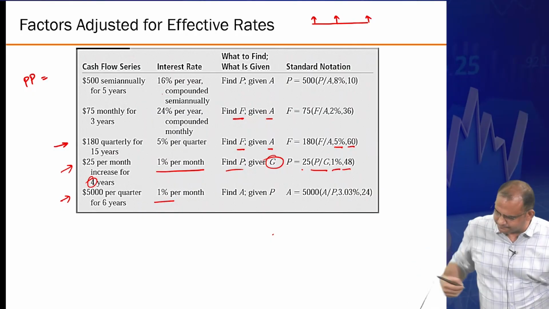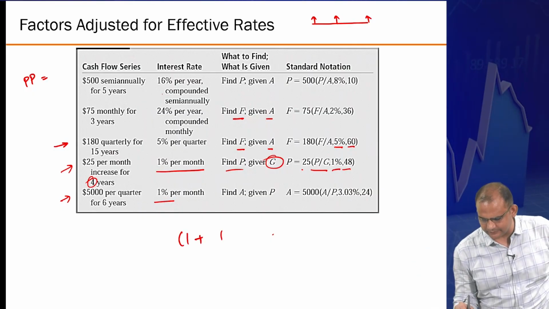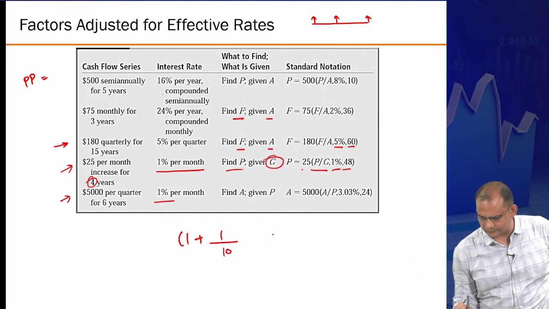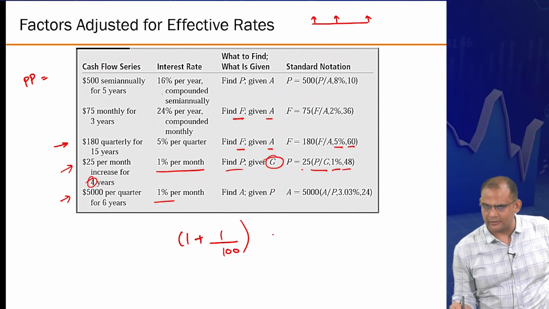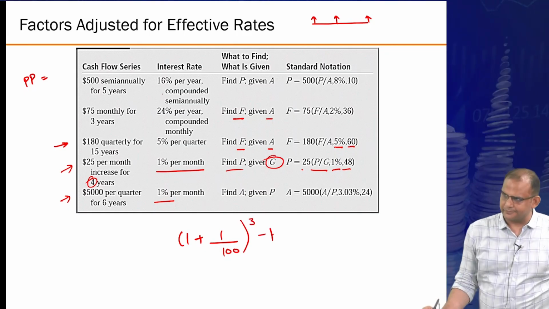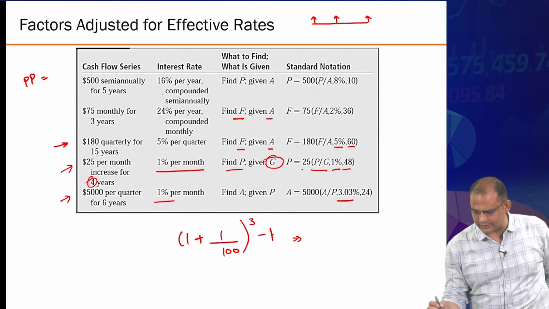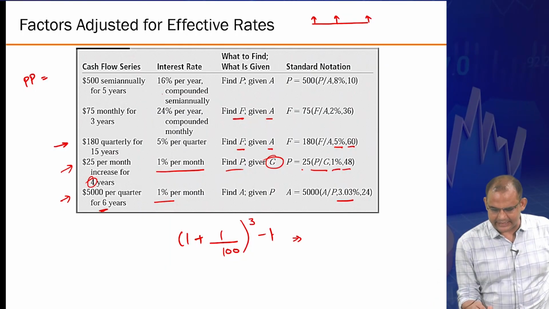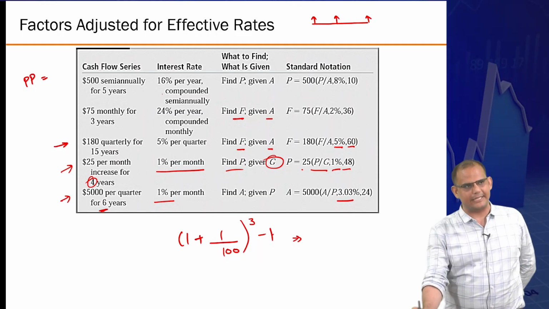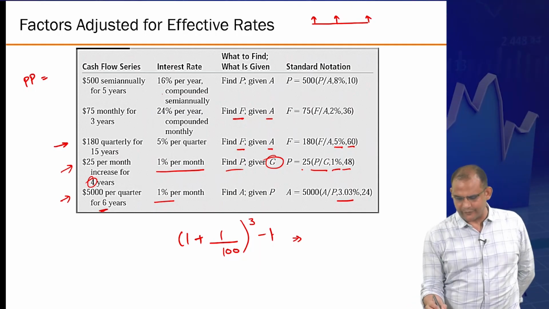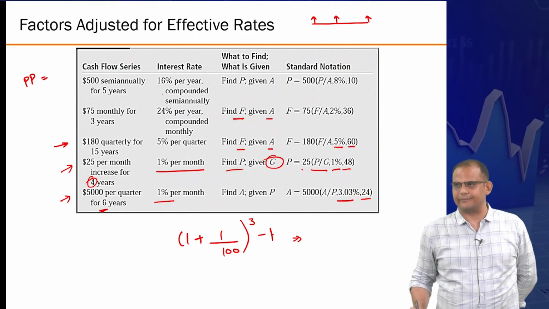What is the formula? 1 plus, to the power. Okay. So this will come out to be 3.03%. You are doing it with 6 years. How many quarters in 6 years? 24. You adjust the formula to get the answer.